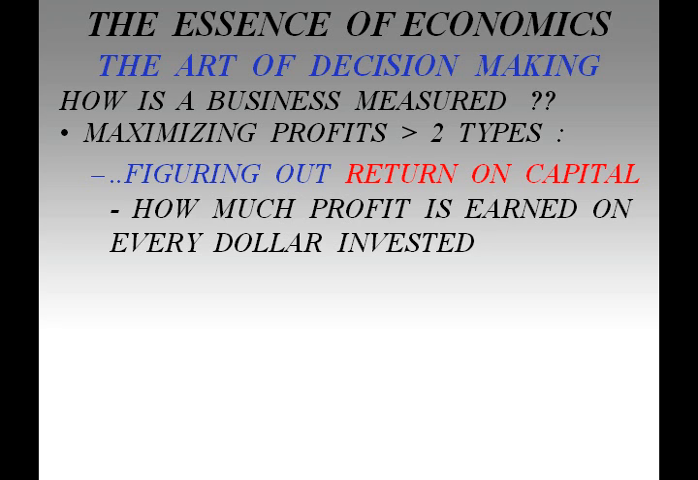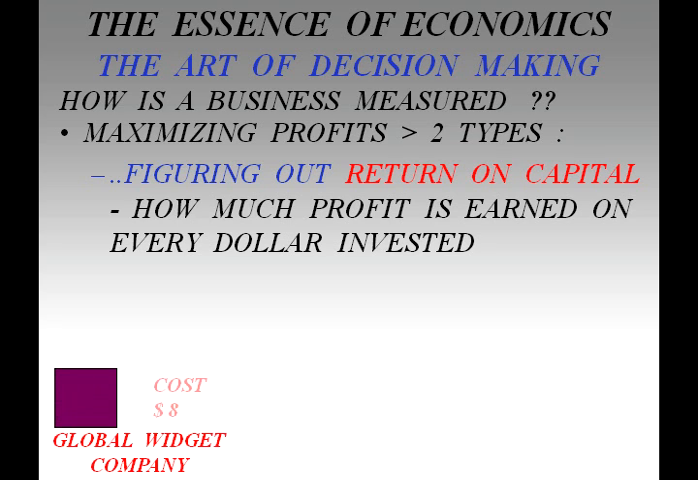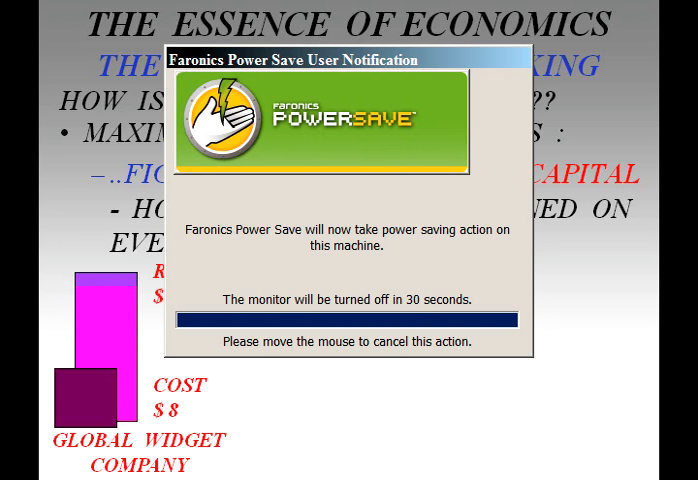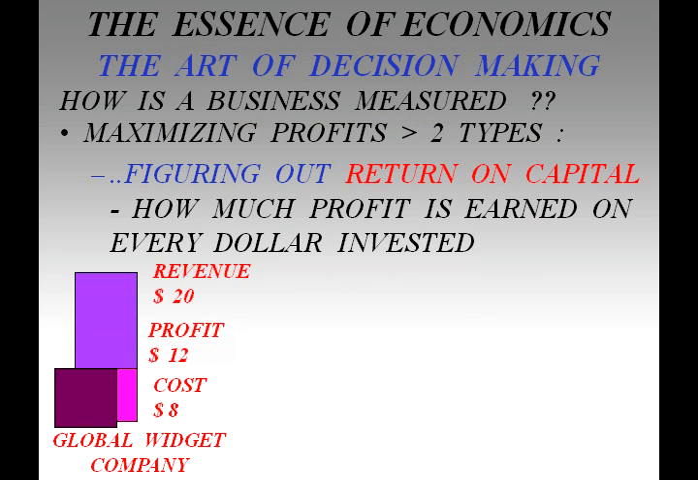So let's use a simple illustration here as an example. Let's say you decided to start the Global Widget Company, and to build your widgets, initially it cost you $8 up front to get the business started. And the business was able to produce $20 in revenue. So based upon our illustration prior, that would leave you with $12 of profit.